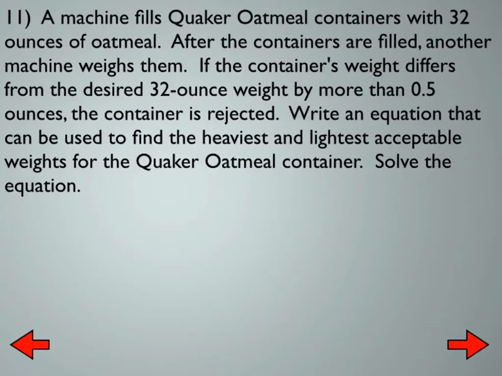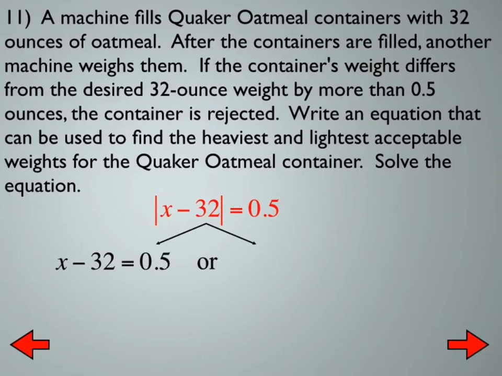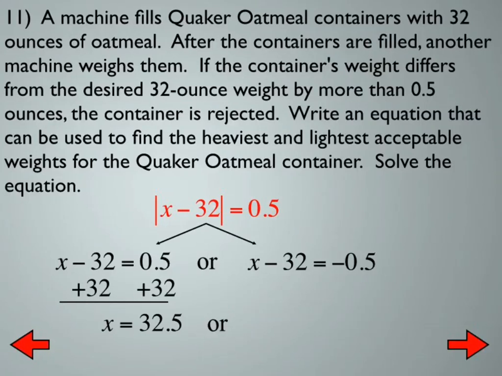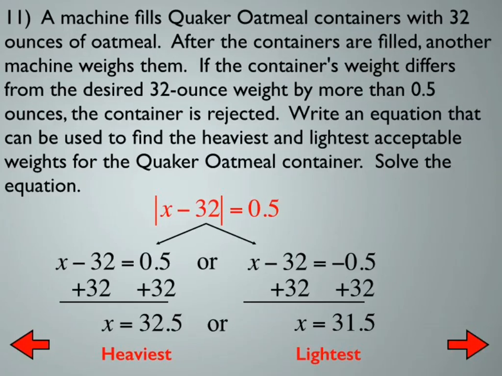And I wasn't as concerned about the solving part of it. And this is exactly what most of you got. The absolute value of x minus 32 is equal to 0.5. At this point, after doing so many problems, we know how to easily solve. So the heaviest is 32.5 ounces, the heaviest that they will accept, whereas the lightest that they will accept is 31.5 ounces.